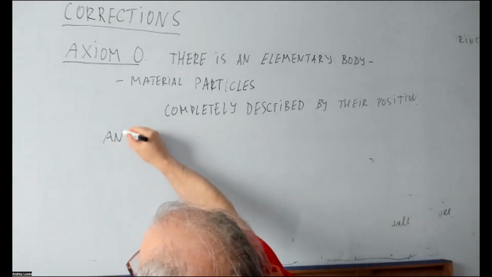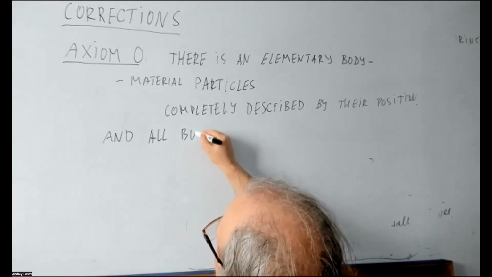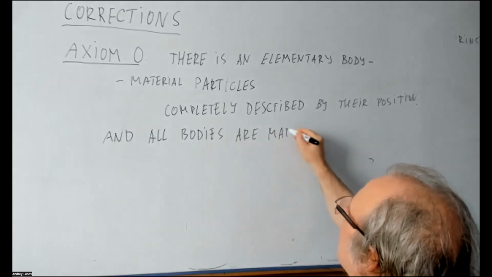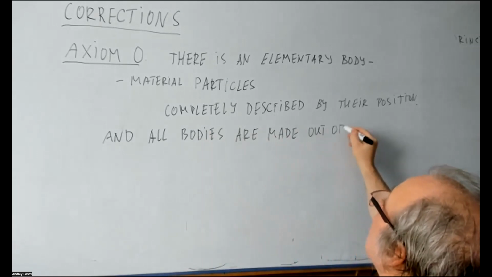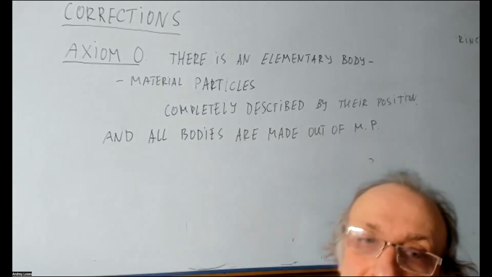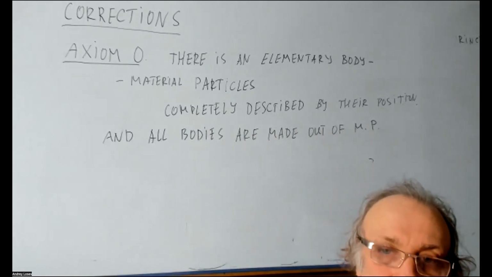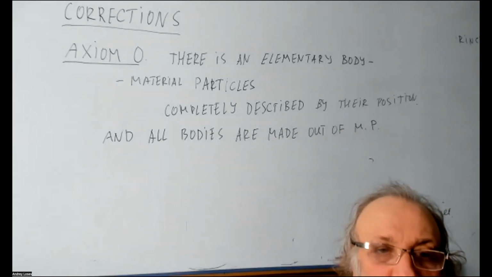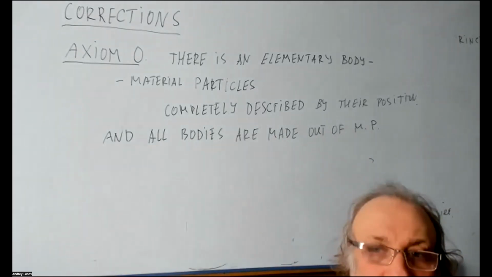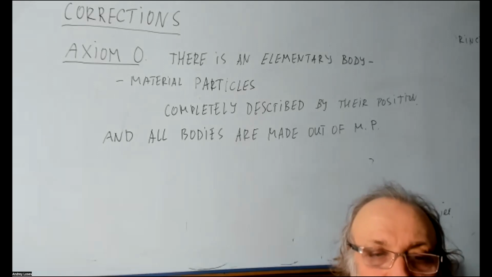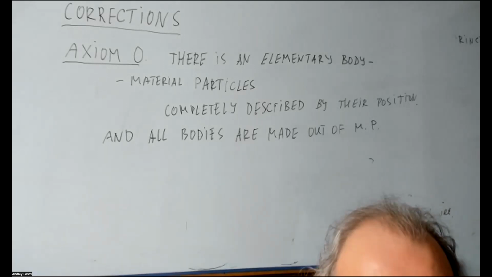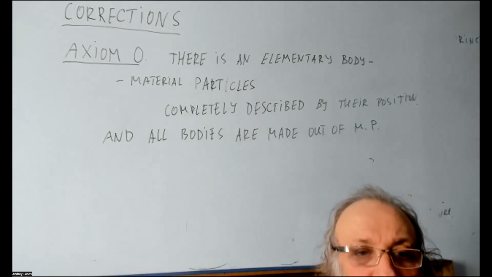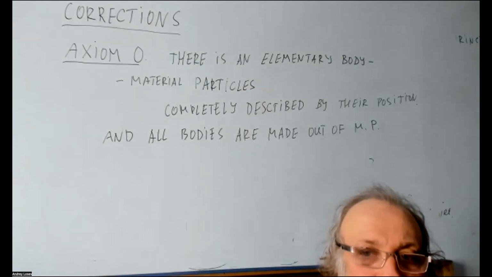And all bodies are made out of material particles. So then the law number 1 about inertia makes sense. We should not talk about rotational inertia for material particles since this thing has no meaning, just because a material particle doesn't have a rotation.